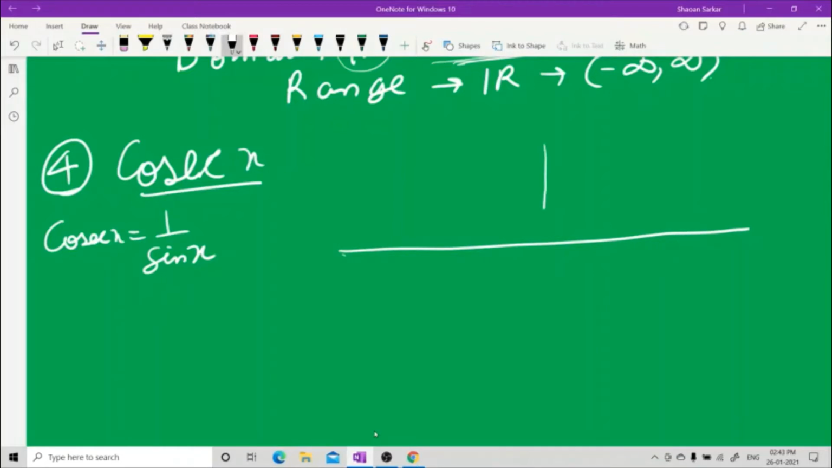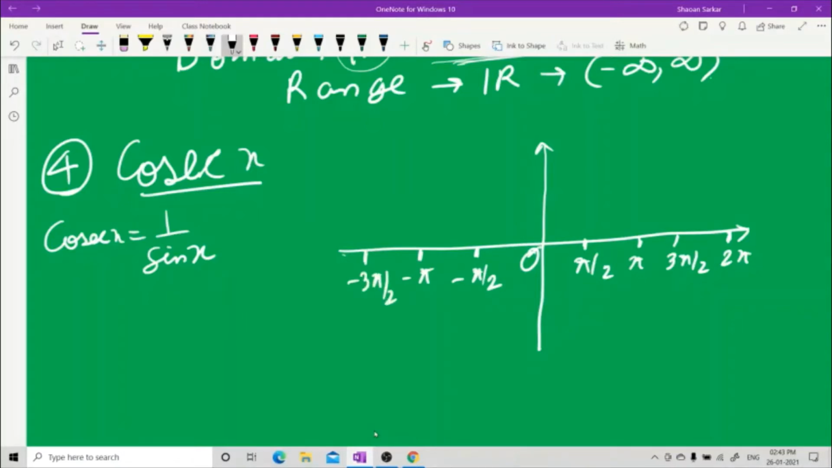This is your x-axis. This is your y-axis. This is 0. This is pi by 2. This is pi. This is 3 pi by 2. And this is your 2 pi. Similarly, here it is minus pi by 2, minus pi, minus 3 pi by 2, and minus 2 pi.